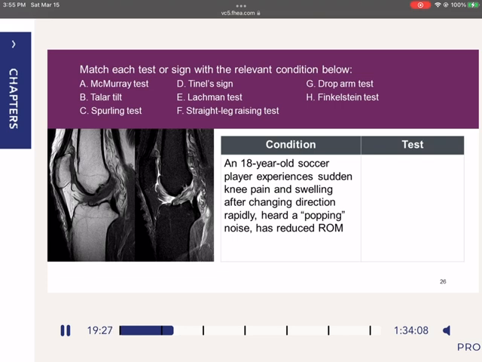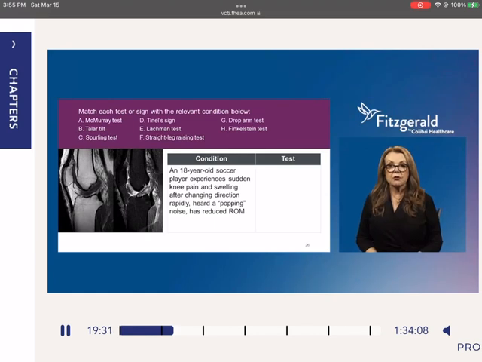a popping noise, has reduced range of motion. What does this describe clinically? This describes ACL tear. And what would be the test that would reveal this? And it is going to be option E, the Lachman's test.